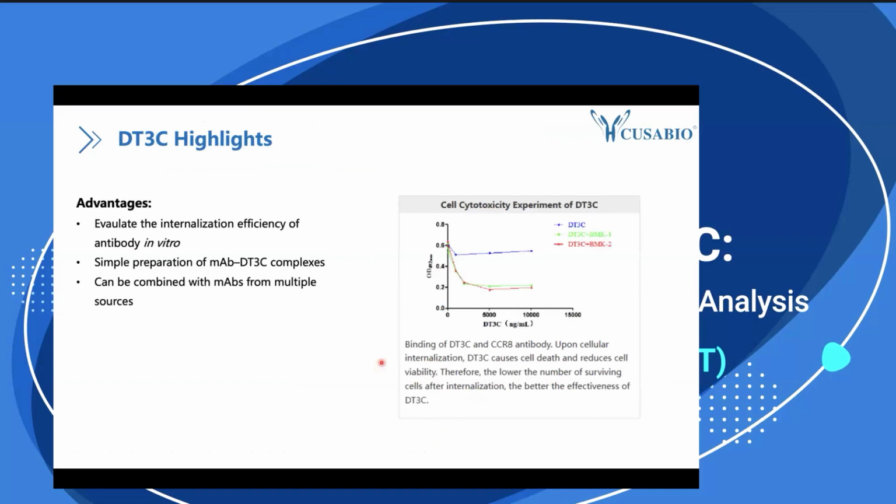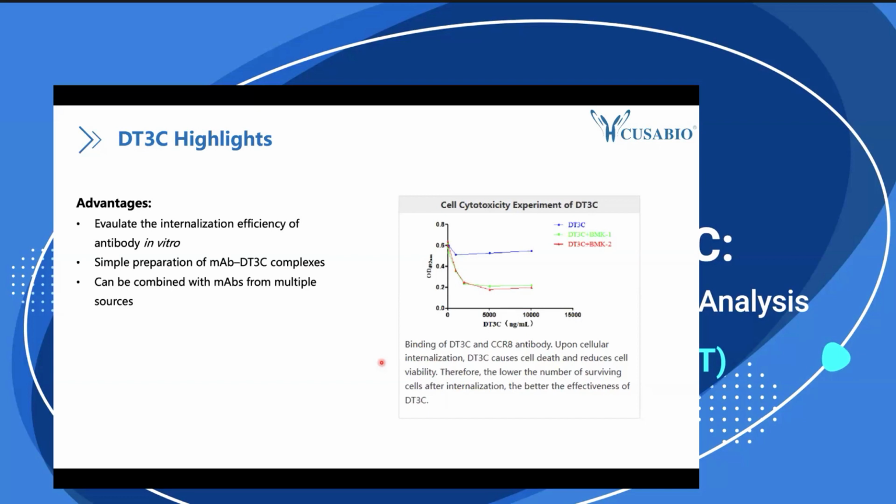So finally, I want to highlight the advantages of DT3C, especially why we need to use it. DT3C can evaluate the internalization efficiency of antibodies in vitro. And as I said a lot, the preparation of the immunotoxin is quite simple. You mix the monoclonal antibody with the DT3C, simple incubation, just 30 minutes at room temperature or 37 degrees. Then you can move on to the next step to finish your experiment.